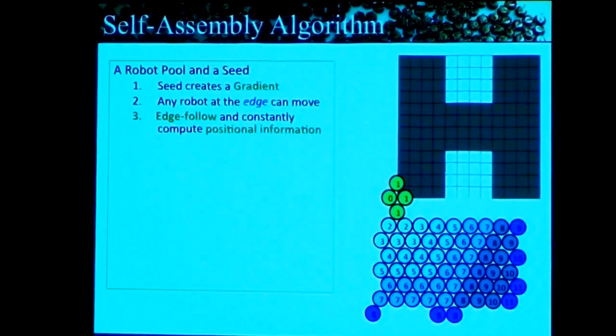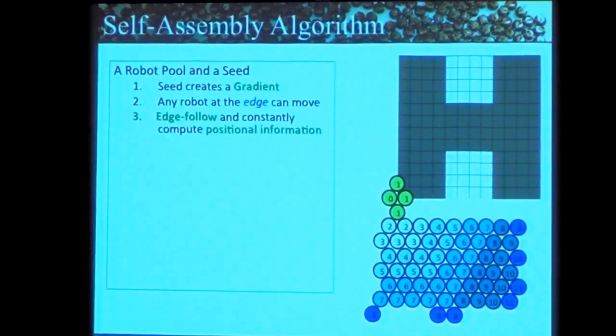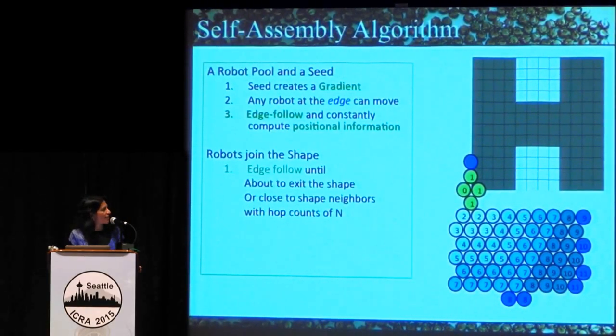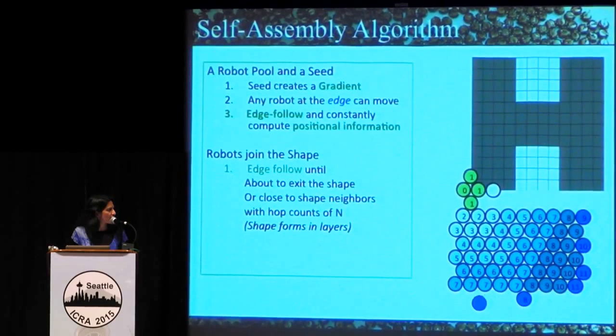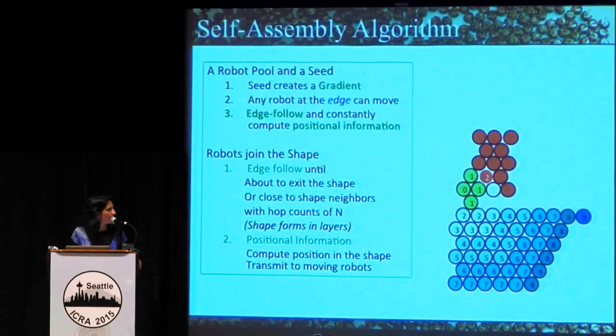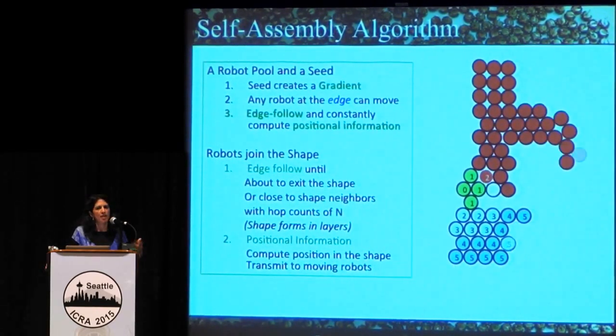The idea is we have a seed, an originating point, and robots from this pool of unused robots climb along a gradient to basically enter a shape. And they edge follow till they enter the shape, and then they find a place in the shape where they can attach. If you think about it, all of the robots are looking for work, and when they find a place where they can do their work of being part of the shape, they stick. Everything starts peeling off, and it starts going in, and it starts sticking, and then eventually all of the robots sort of dissolve, and you get this large shape.